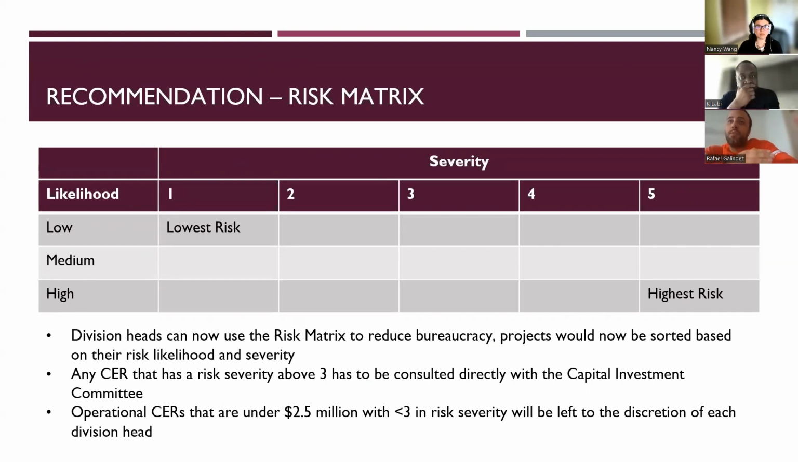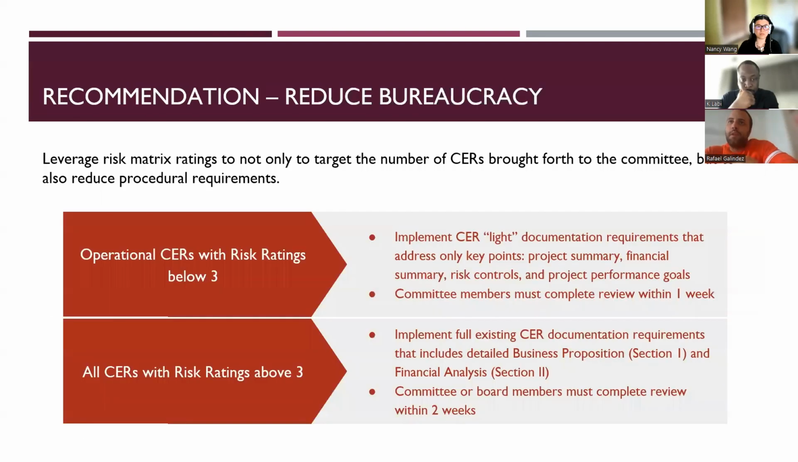So division heads will now be able to use this risk matrix to reduce bureaucracy. Projects would be sorted based on the risk likelihood and severity. Any CER with a risk severity above 3 would have to be consulted directly with the Capital Investment Committee. But then any operational CER, which are the ones that are more frequent in Stryker, that are under 2.5 million with less than 3 on the severity in the risk matrix, will be left to the discretion of each division head.